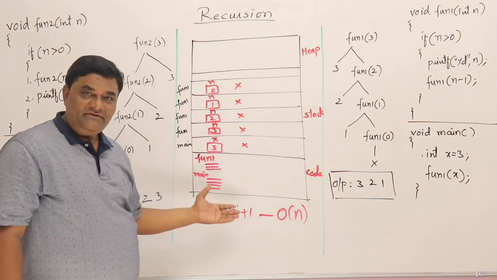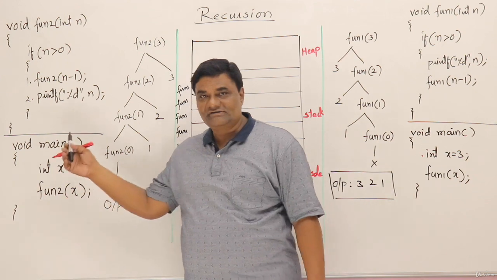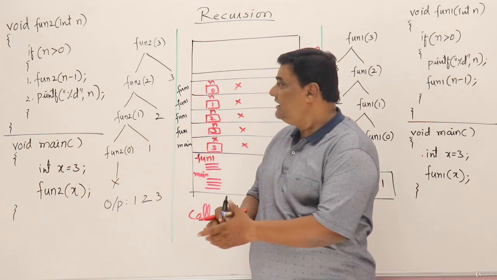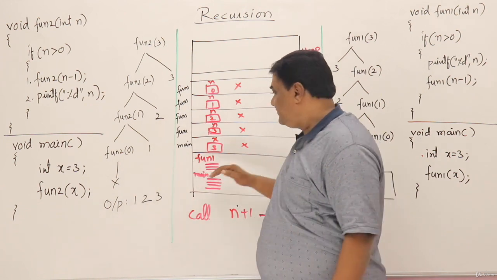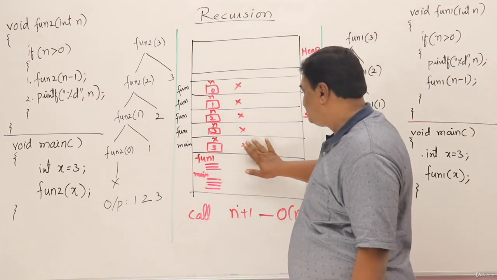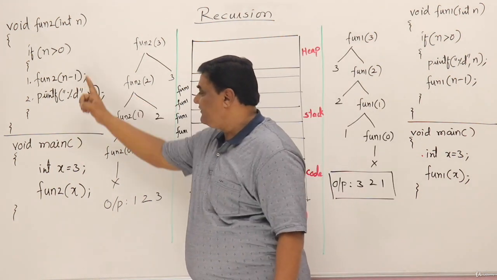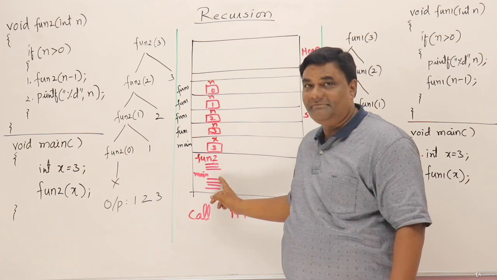Now I already have a stack, so I will show you how this function works. I will use this program as well as a tree. Then also I will show what happens inside the stack. Let us look at it quickly. There are 2 functions, fun2 and main. Both these functions are there inside main memory.